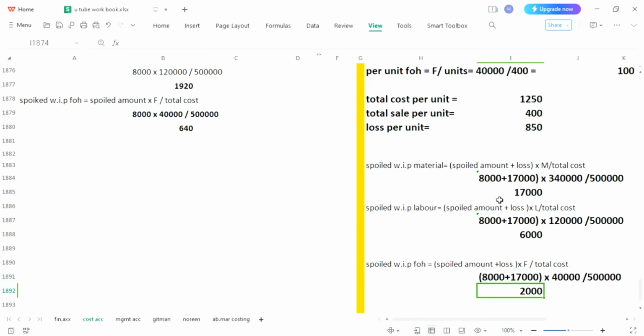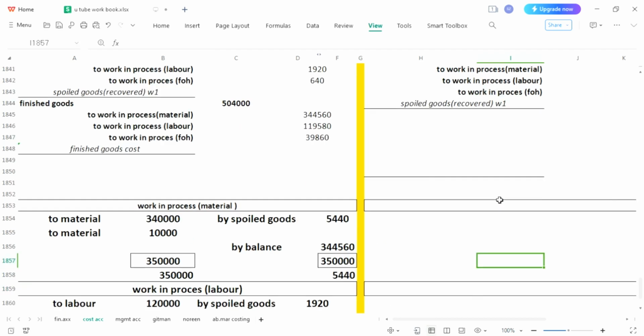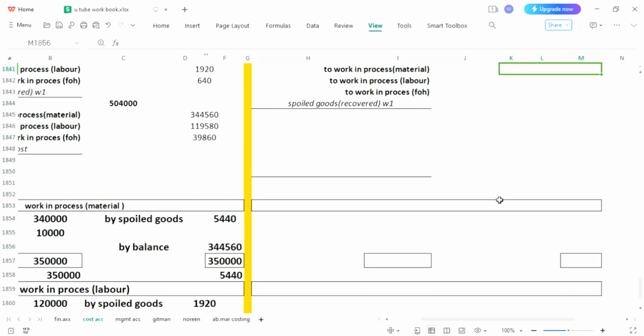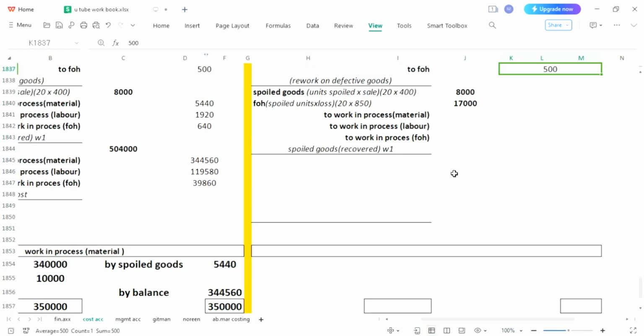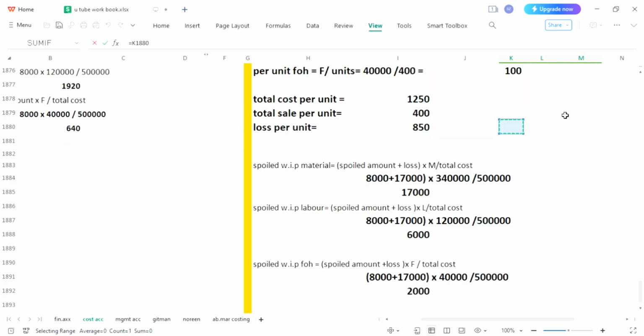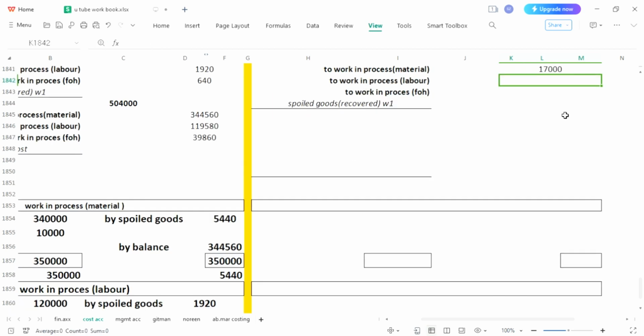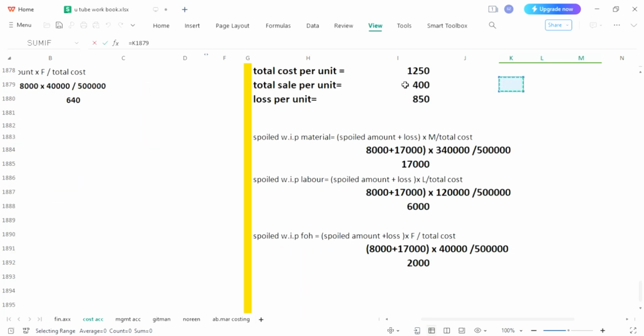Let's go back to the journal entry, what we were doing over here. Loss and spoiled goods were calculated. These amounts were not present, and now we are going to write all of these three amounts. First amount, work in process material, you have calculated over here. This was your work in process material. Amount calculated was 17,000, put over here. Second amount was work in process labor, and you have calculated work in process labor over here.